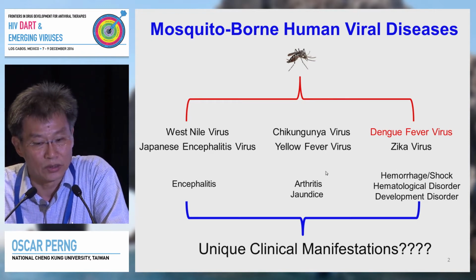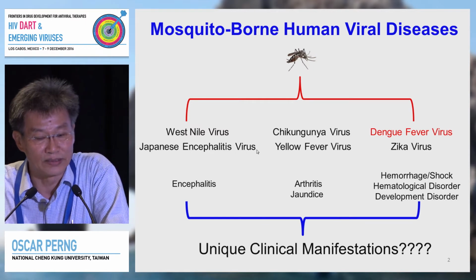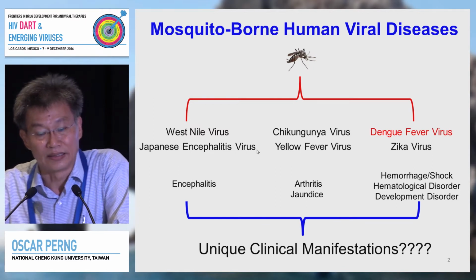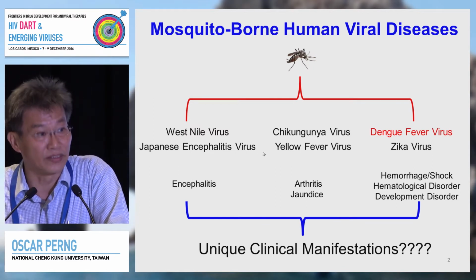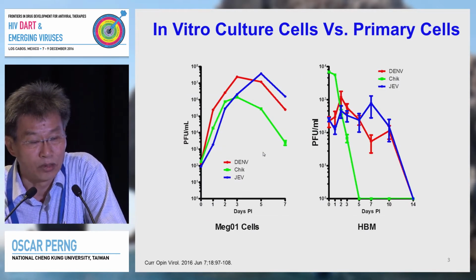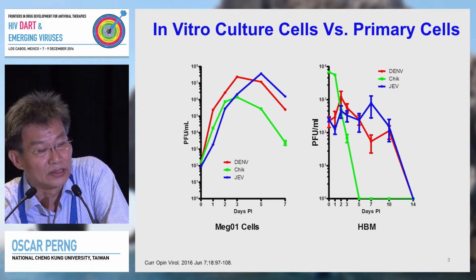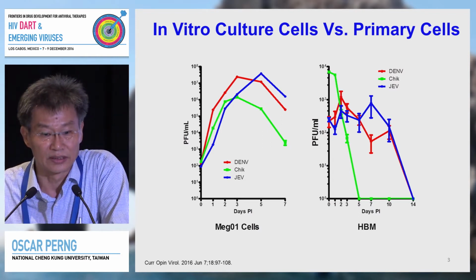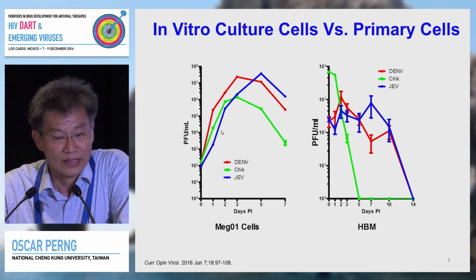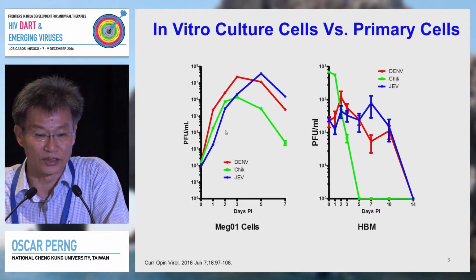The key question is, these are all delivered by almost the same mosquito vector. How come the clinical manifestations are so different? Well, this is the key question. So we started to answer that the target cells are probably different. So we like to use in vitro culture. For instance, you use a lab cell line, which is the MEG1 cell. It's one of the megakaryocytic cells, from a tumor cell.